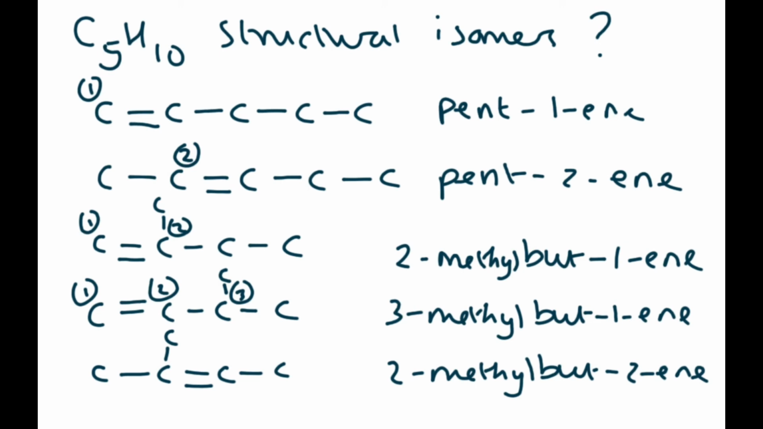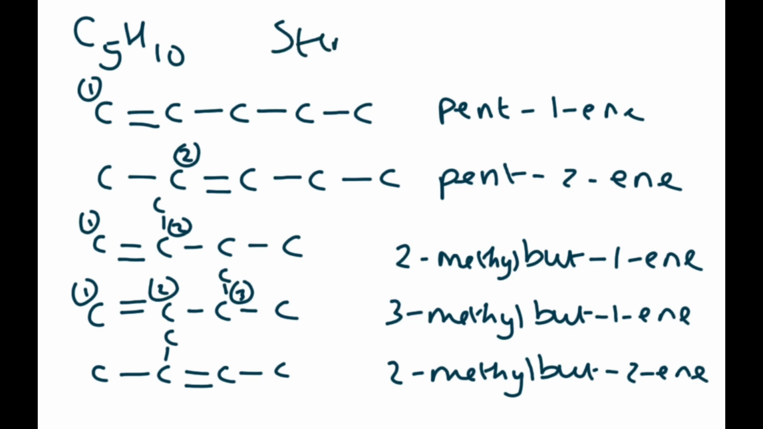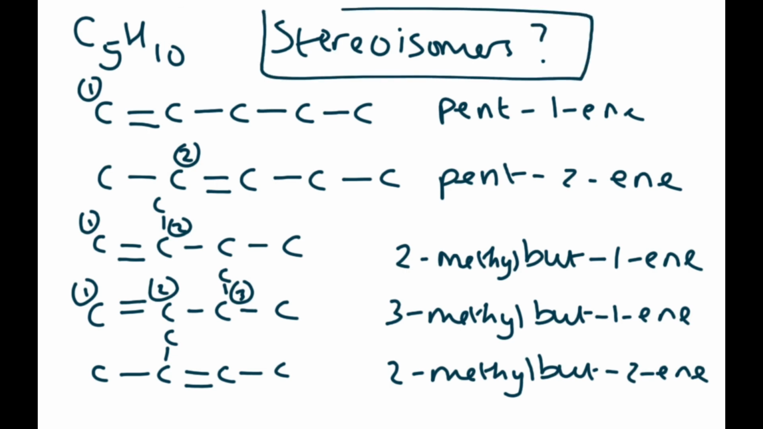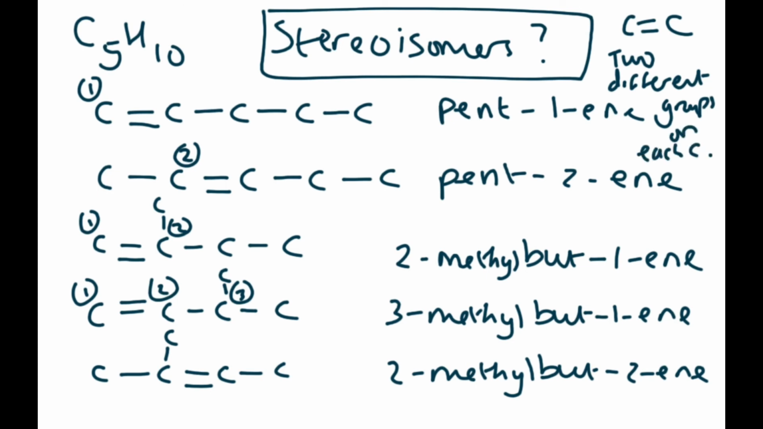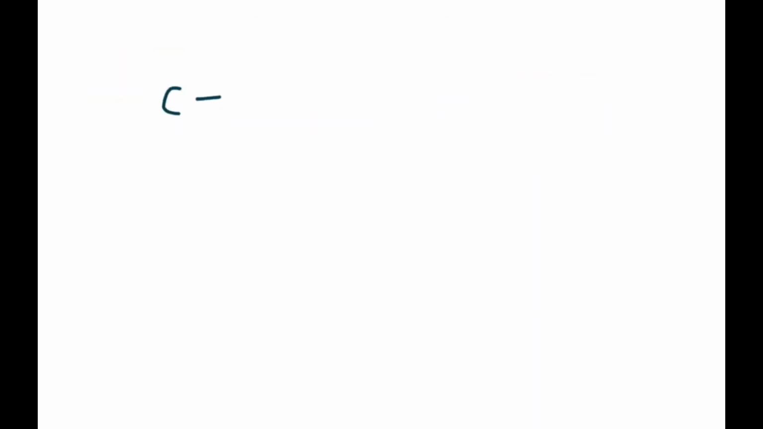Okay, now which ones are stereoisomers though? They're structural isomers, but which ones have stereoisomers? Now, in order to have stereoisomers, you have to have a carbon-carbon double bond because it cannot rotate, and on each carbon of the carbon-carbon double bond, you have to have 2 different groups. So we're going to take this very first example, pent-1-ene. Okay, I'm just going to draw it clearer. 1, 2, 3, 4, 5, pent-1-ene.